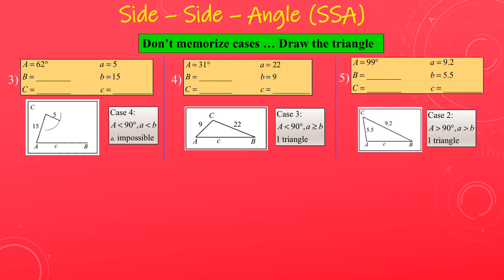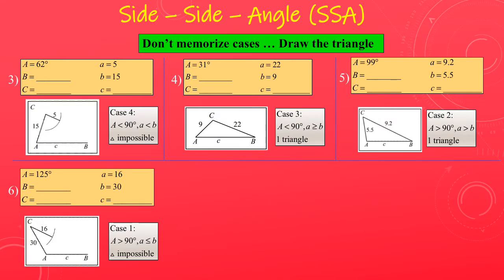In number 5, A is 99 degrees, little a is 9.2, and little b is equal to 5.5. Again, the angle is fixed, fixing the 5.5. We need a length of 9.2 to come down to hit line segment AB wherever B is. It should be clear that this is possible in only one way. This is case 2, where A is greater than 90 degrees and little a is greater than little b, and that means there is one triangle possible.